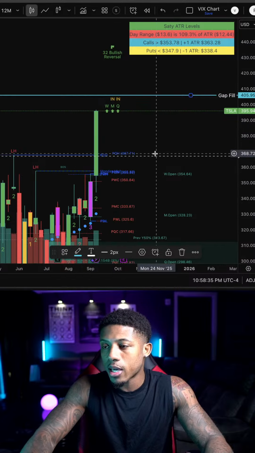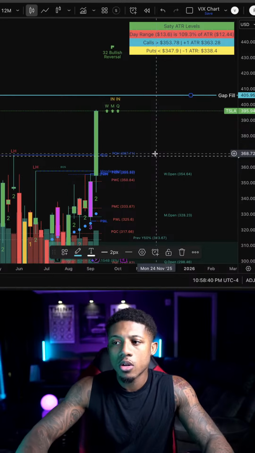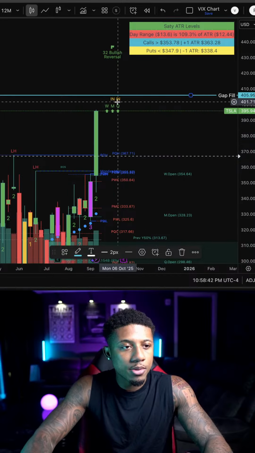So I'm going to mark out the gap, right? And let me turn my brightness up on here just to make sure everything looks clean. Okay, good. So what I'm going to do is mark out this gap to the upside right here.